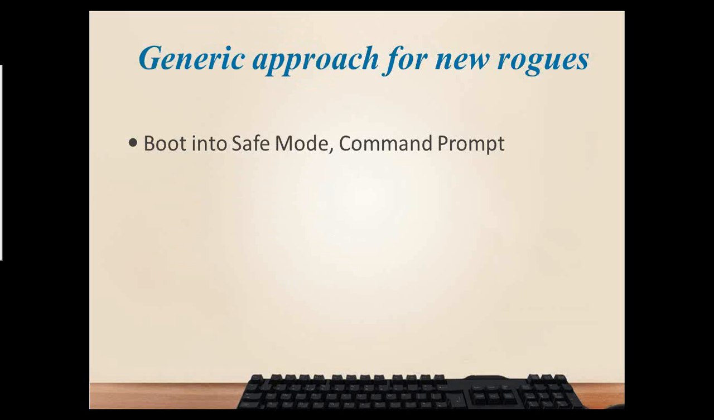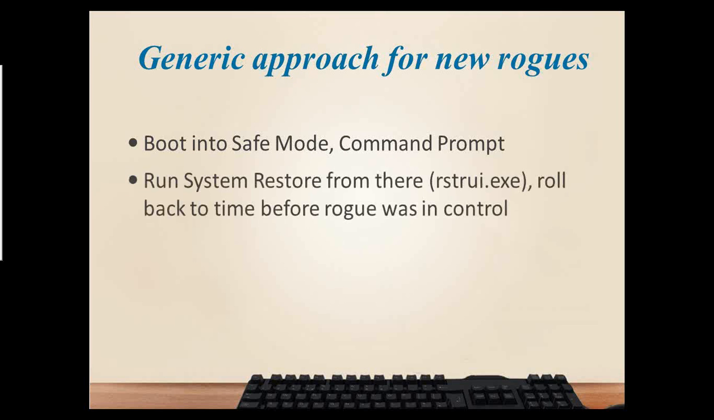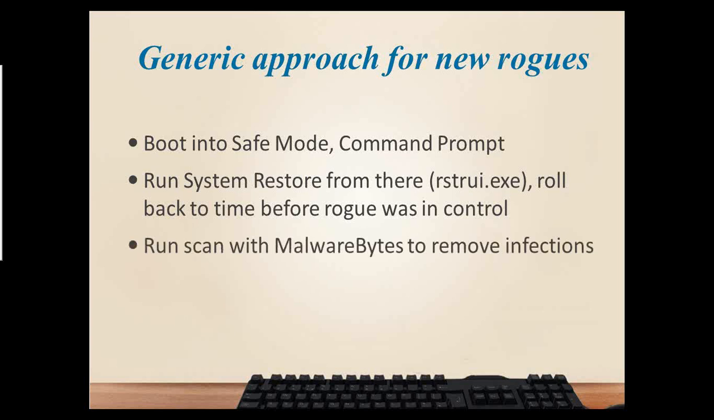There may be a few additional pieces required in certain cases, but this approach overall should work for just about any rogue. So boot into safe mode, command prompt only. From there, do a system restore. And from a command prompt, there's the actual command you'll use, rstrui.exe, and go back to a time before the rogue was in control. Now, that assumes that system restore is going to work, which it usually will, but there again, some malware could actually break it. But if it works, then go back to a time before the rogue was in control.